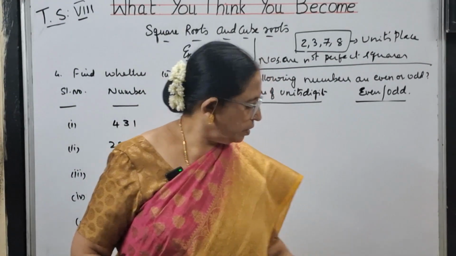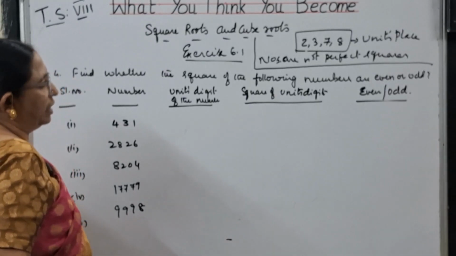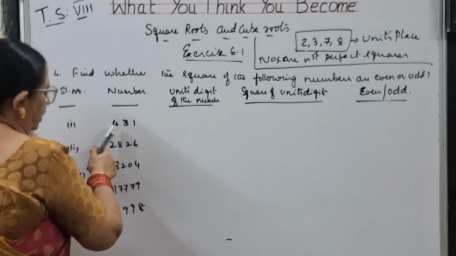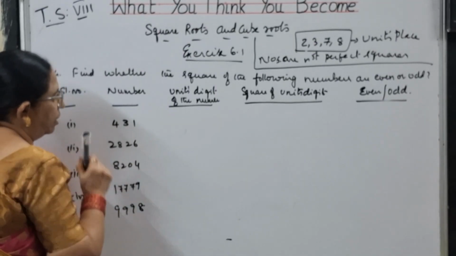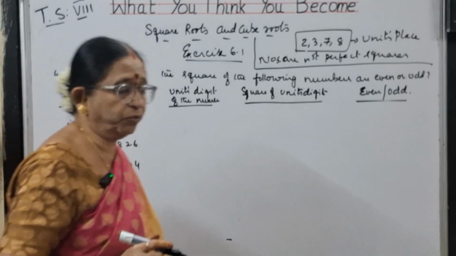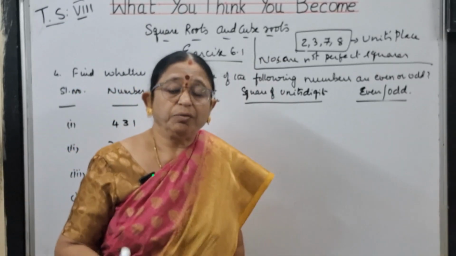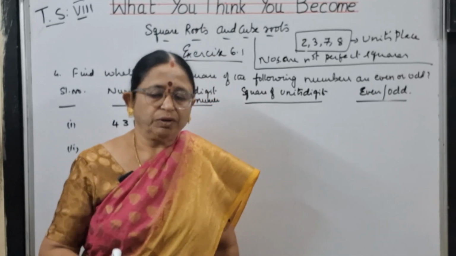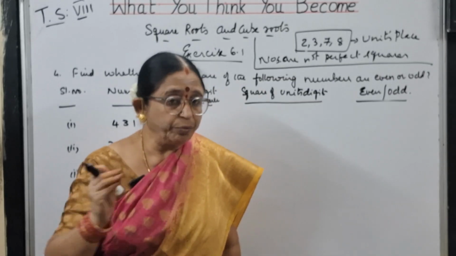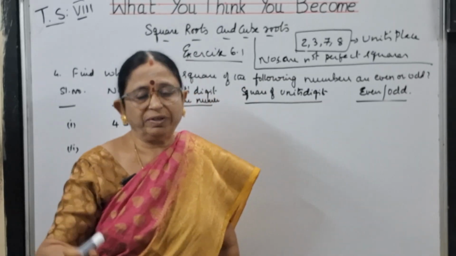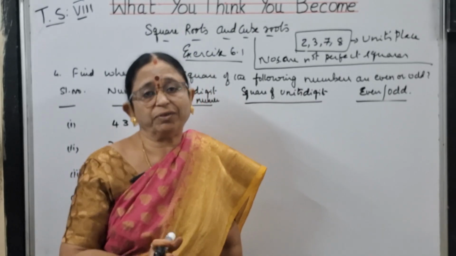Now, let us see the next problem, children. Fourth one. Find whether the square of the following numbers are even or odd. Means when you find the square of the given numbers, is that number odd or even? We know generally any number can be considered as even or odd by seeing its units place. In units place, if you have an even digit, that means 2 or multiples of 2 including 0, we will say that it is even. Other numbers are odd. This primary basic knowledge every one of us has.